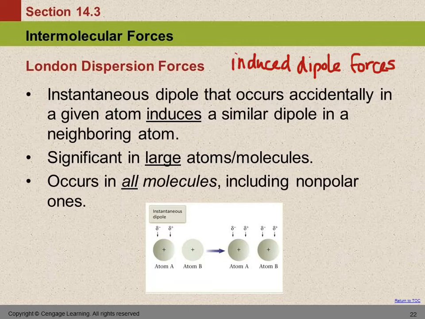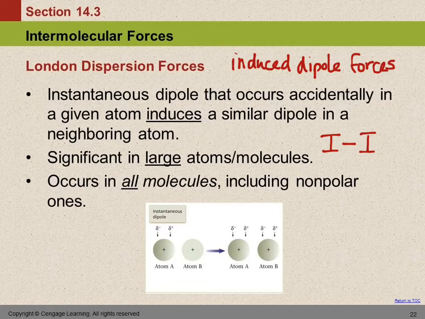It is diatomic. It's I2. But we have two identical atoms bonded to each other. There's no polar bond there. There's no permanent dipole. How can this be a solid? How can those molecules stick together? It's because of these induced dipoles. These London dispersion forces are more significant in larger atoms or molecules. The larger the atom or molecule, the stronger the London dispersion forces.